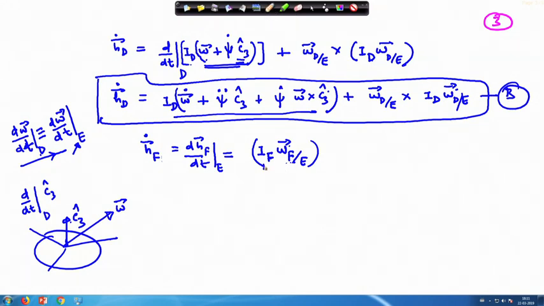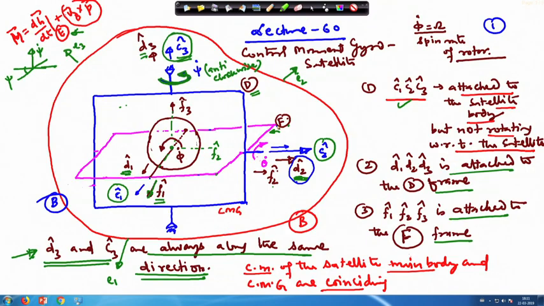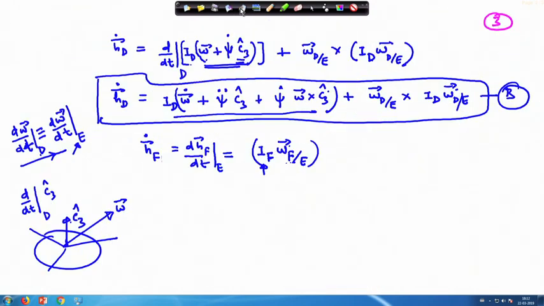Now, this I f we are writing is defined in the f frame itself. The f frame we have shown previously, so it is defined along the f 1, f 2 and f 3 vectors. As this f frame rotates, f 1, f 2, f 3 will rotate, and therefore in the f frame the corresponding moment of inertia I f does not change. So, this you have to do with respect to the E frame.